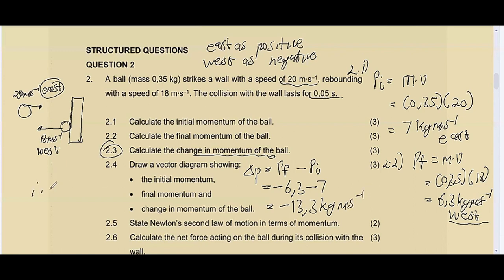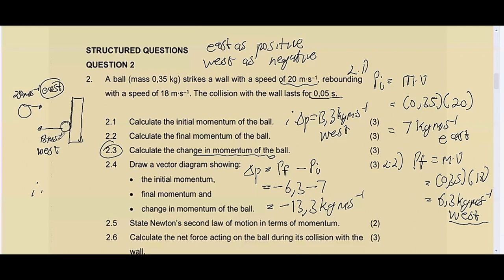Now we get negative 13.3 kg·m/s. So that means we have to conclude now. Therefore, our change in p is 13.3 kg·m/s west. So our change in momentum is in the western direction. Note that the change in momentum will always be in the direction of the net force, right? So after rebounding against the wall, where is the object moving? It is moving in the western direction.